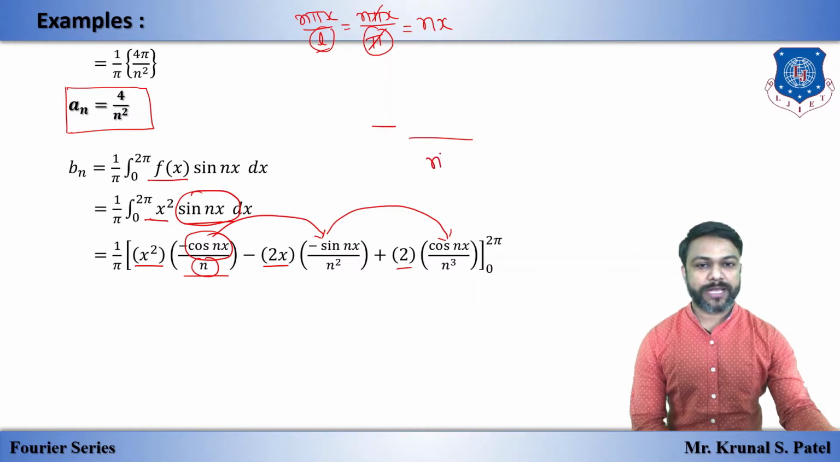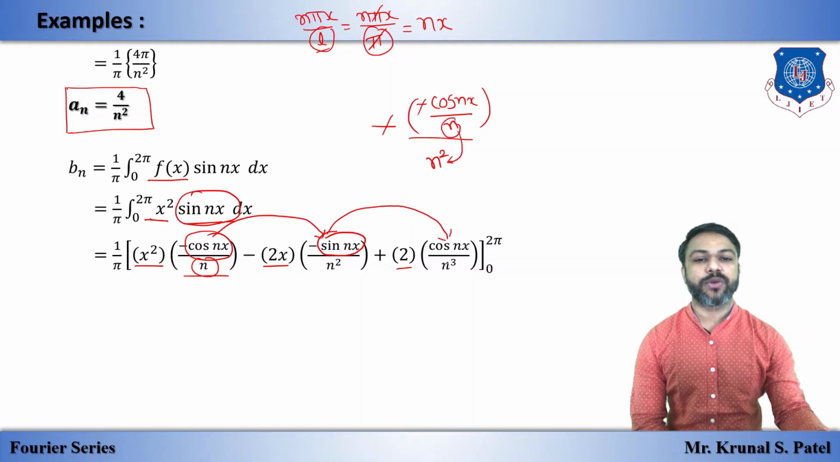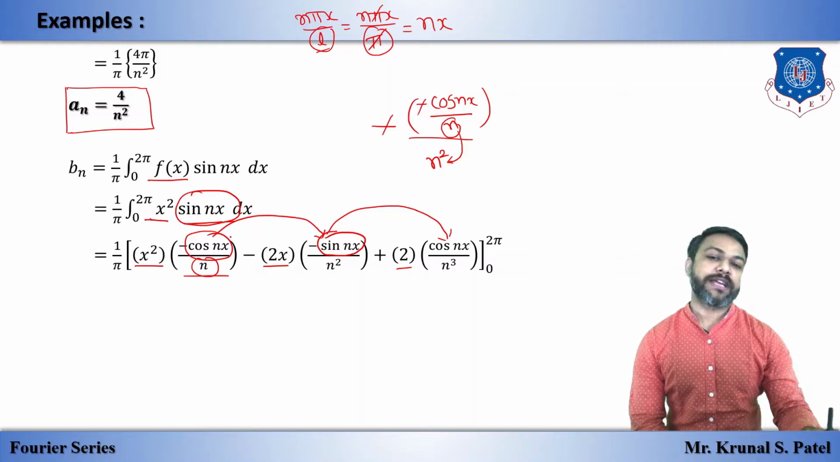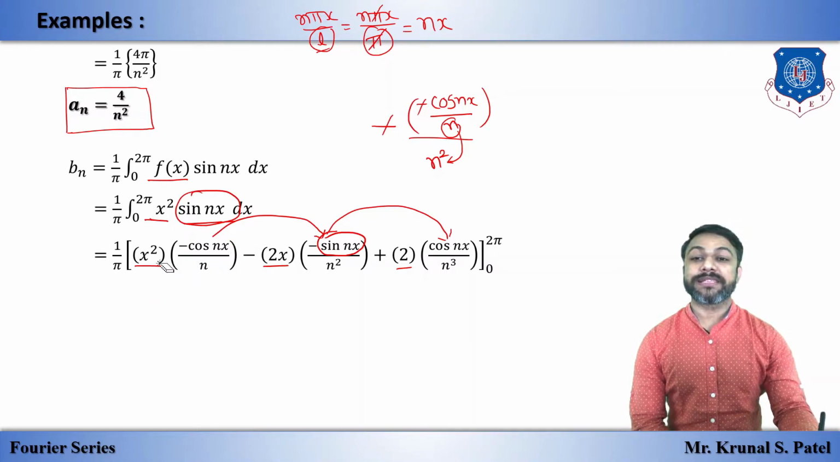this n square is also carried forward, and integration of sine nx is minus cos nx by n. So this minus cancels out, this minus becomes plus, and this n comes to the denominator, so n cube. So this is how we find this plus; I hope you have a clear idea. Now, as I told in the previous one, I am taking this minus outside.